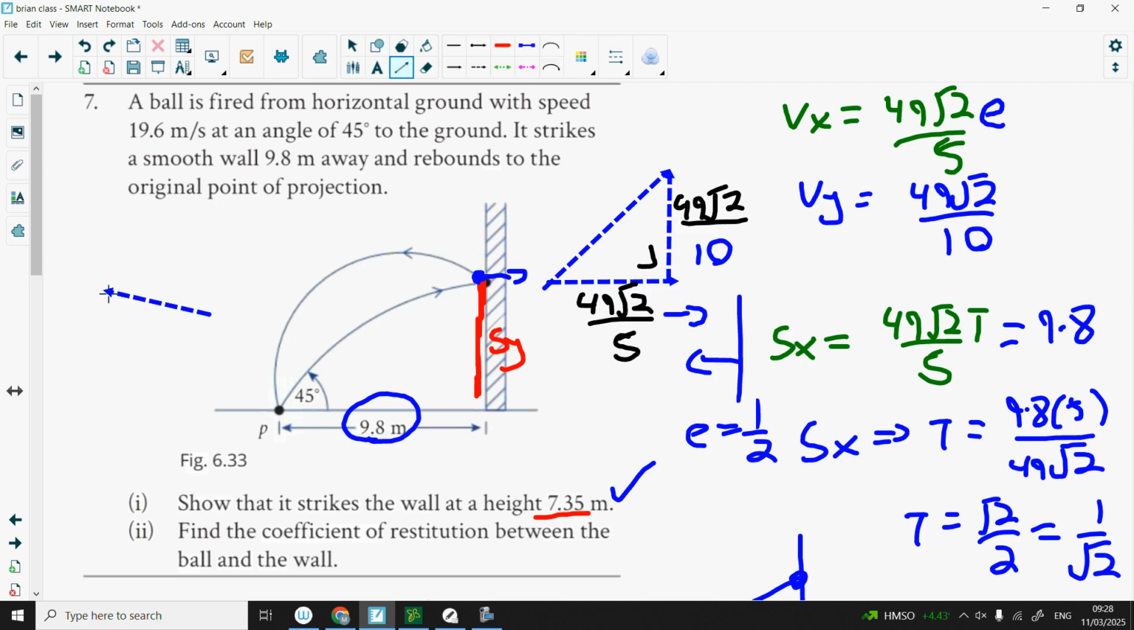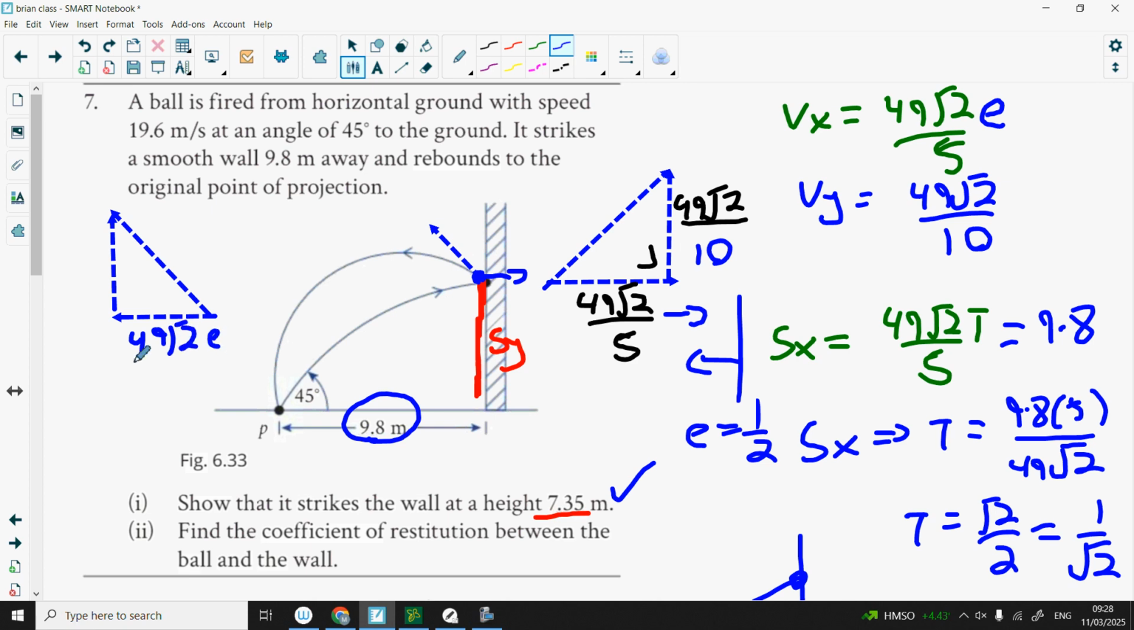But then you end up going out in the opposite direction, don't you? You end up going out diagonal, up and left, don't you? And what we're claiming here is the following. Sorry about that, triangle's shocking. What we're claiming is we're going 49 root 2 over 5 to the left, and upwards we're going 49 root 2 over 10.